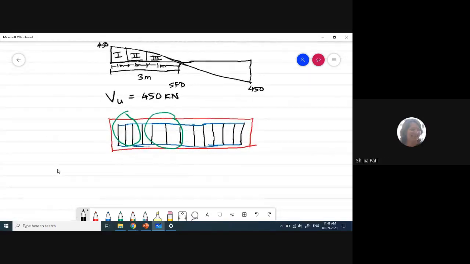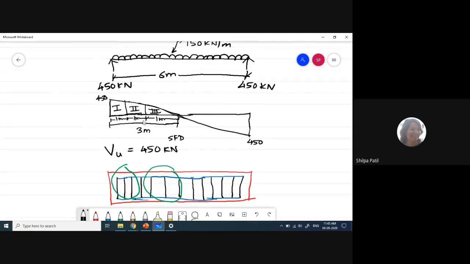Have you drawn these diagrams in your notebook? The other diagram is not needed; for your understanding I have drawn it. If you wish, you can draw it also for your understanding. This diagram, showing the zones in the beam, you need to draw in your notebook.